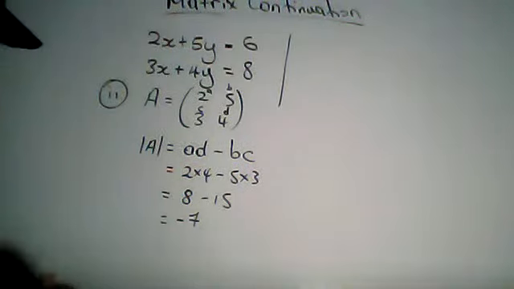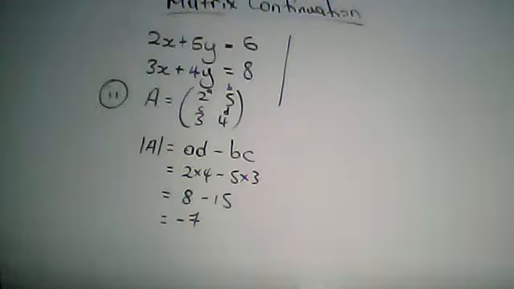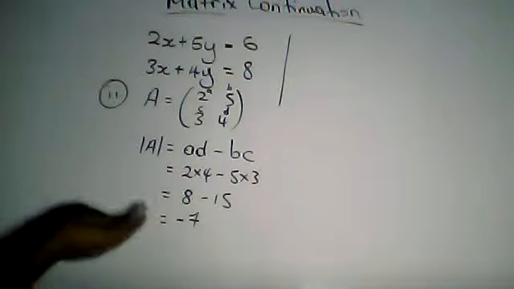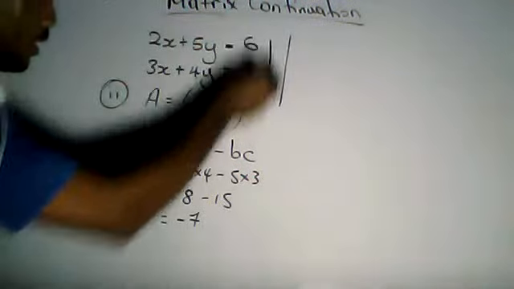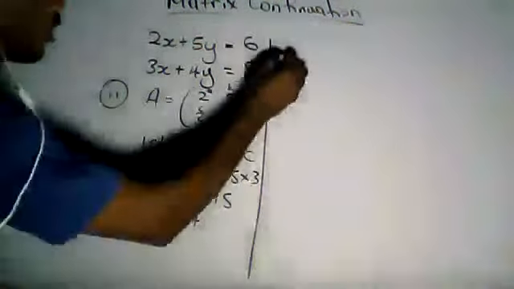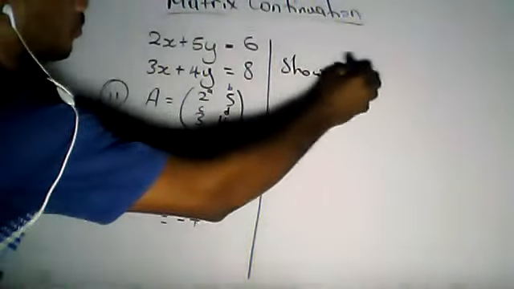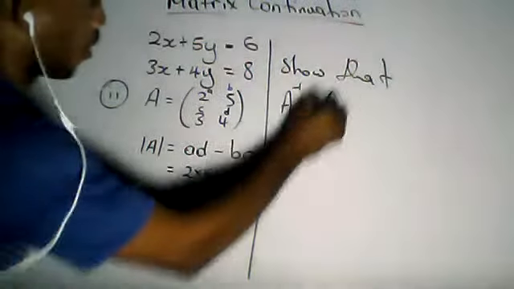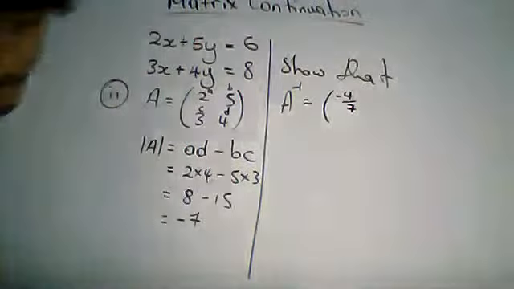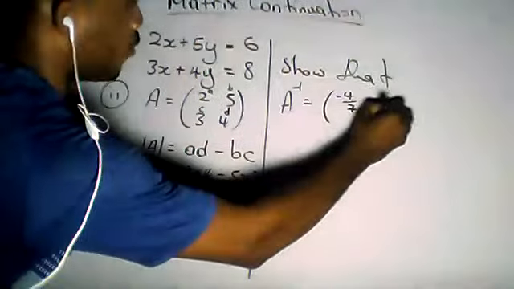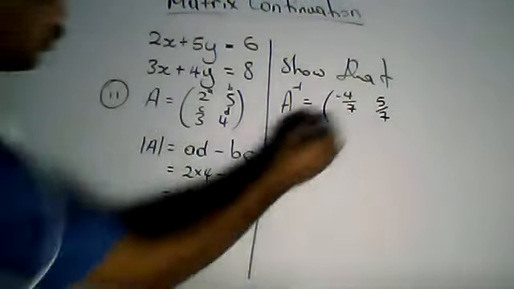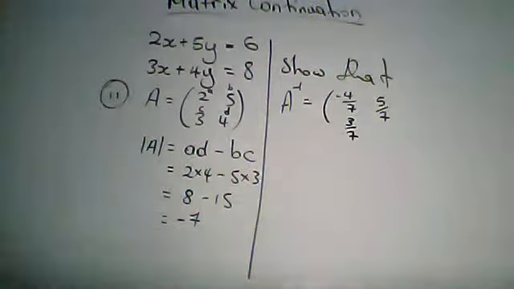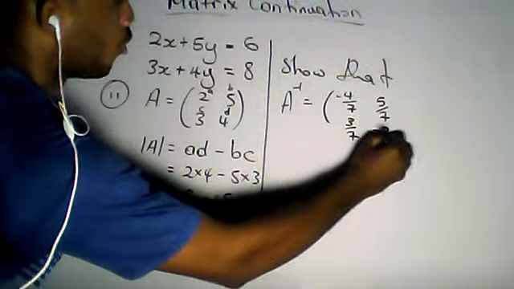Finish? Yes, sir. All right. So with the next part, they want us to show that A inverse is equal to minus 4 over 7, 5 over 7, 3 over 7, and negative 2 over 7.